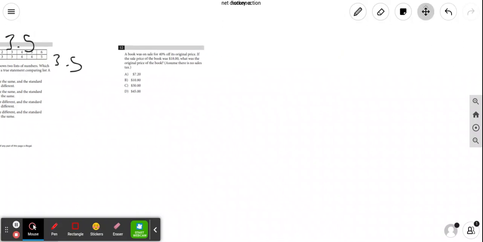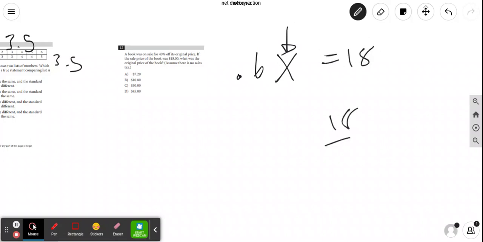A book was on sale for 40% off its original value. If the sale price of the book was $18, what was the original price of the book? Okay, so the sale price is 0.6x, where x is your OG price, or your original price, equals 18. I'll just do 18 divided by 0.6. That should equal 30.